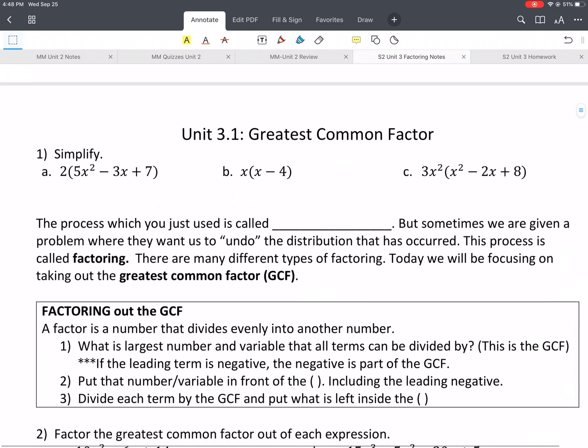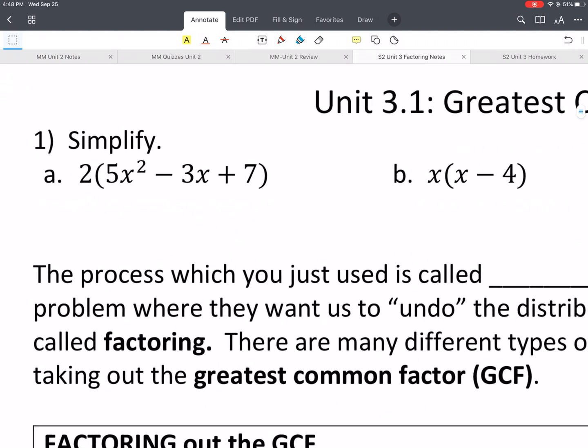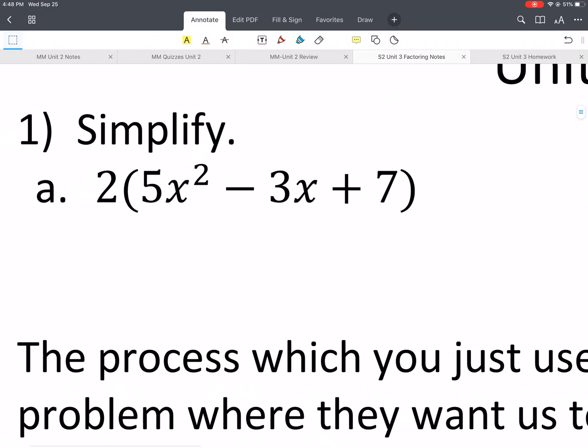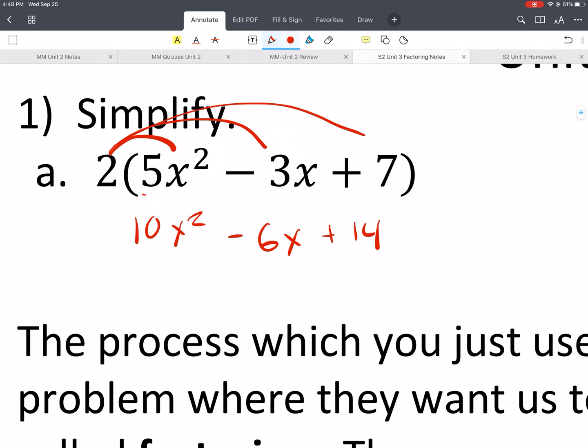All right. So, first thing, let's do some examples. All right. So we've done this before. To simplify, we would distribute. Okay. So distribute would get 10x squared minus 6x plus 14. All right, so we're just multiplying each term by 2, and that's what we get for our answer.